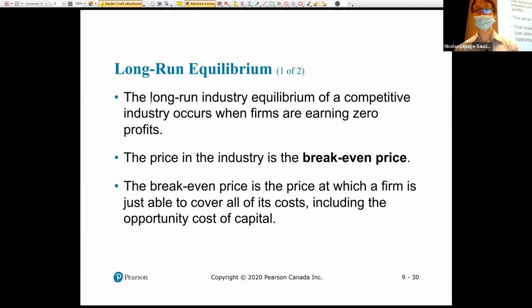Yeah, so this is what I've been saying. The long run and industry equilibrium of a competitive industry occurs when firms are earning zero profits. So the price of the industry is the break-even price. The break-even price is the price at which a firm is just able to produce to cover all its costs, including the opportunity cost of capital.